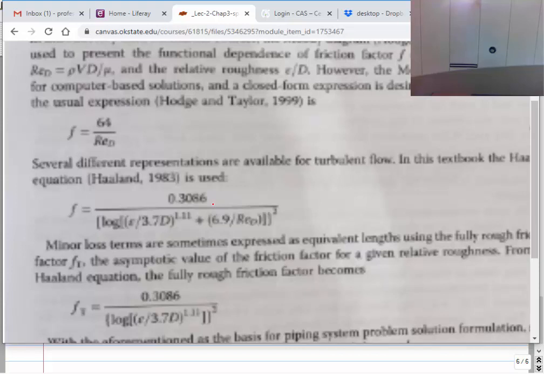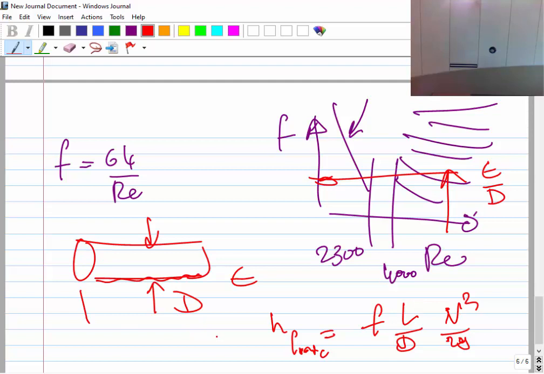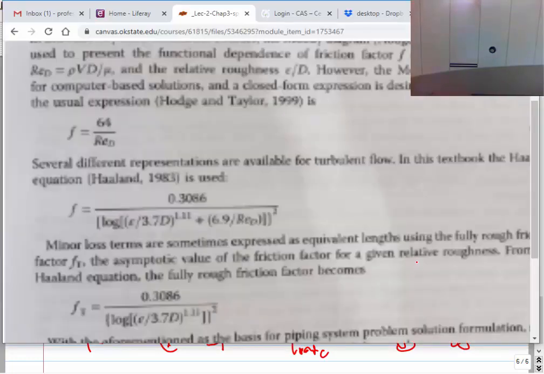Questions? So once we get the F, then the H loss or H friction in the pipe is simply that F that you just calculated multiplied by L over D times V squared over 2G. Where of course L is the length of the pipe, D is the diameter of the pipe, and V is the velocity in the pipe. That's the H loss. Good.